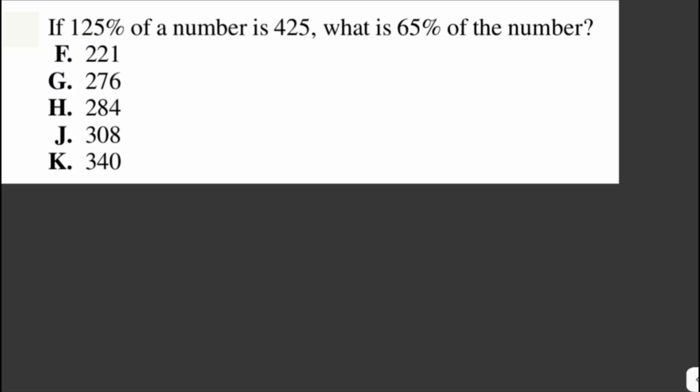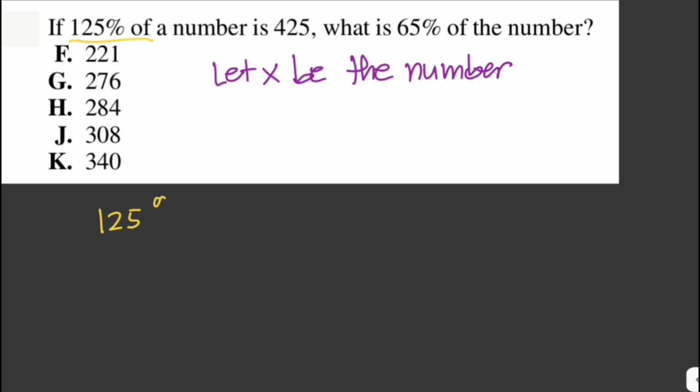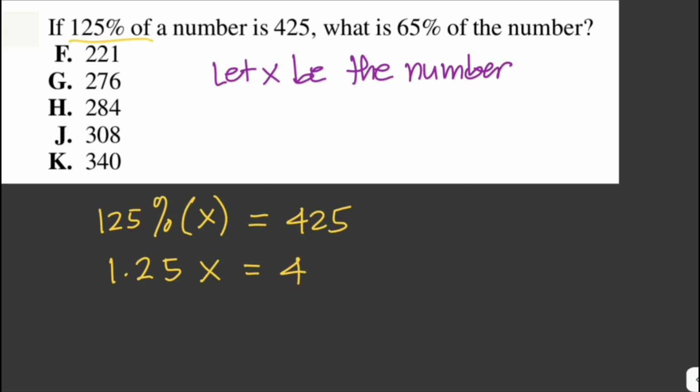If 125% of a number is 425, what is 65% of the number? So we don't know the number. We let x be our number. So it's stated here that 125% of the number, which is x, is 425. And now we can solve for our x. So we can write 125% as 1.25 times x equals 425.